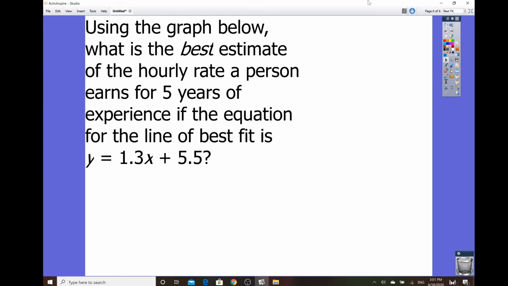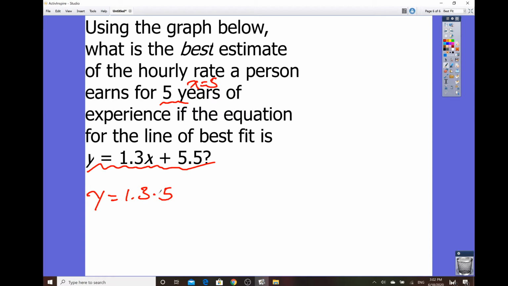So one thing that we do notice is that the value of x is 5 years. Again, any time that you see a word problem like this with a graph, always highlight a key number or the key phrase. So that's just the x value. And here's the model we have. It's a linear regression model. So 1.3 is showing the slope, and 5.5 is showing the y-intercept, like the initial starting point.